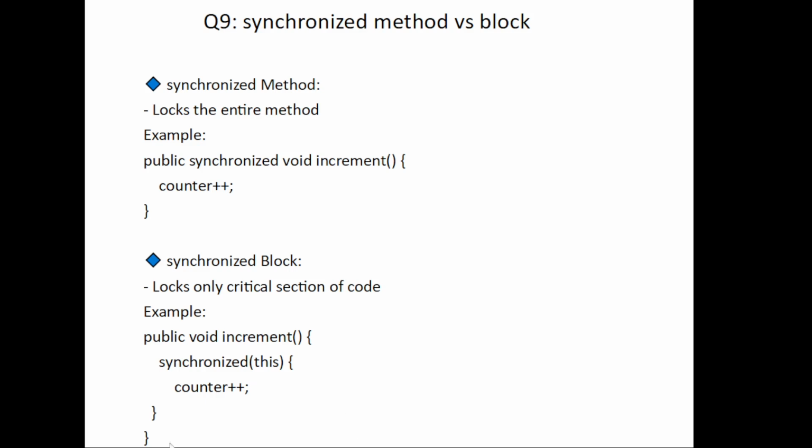And in the synchronized block, this time only the block inside this method is synchronized. So we lock only this line here, and this gives you finer control and usually better performance. And you can also lock on any specific object, not just this. So use a synchronized method when the entire method needs to be thread safe, and use a synchronized block when only a part of your code is critical and to reduce lock time. And in real world applications, blocks are more preferred for better performance. Let's see the next question.